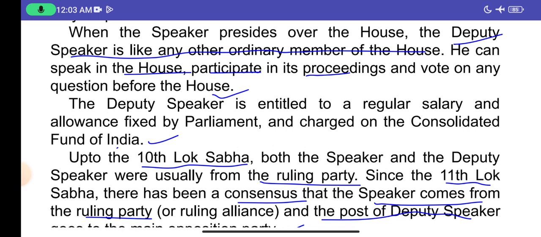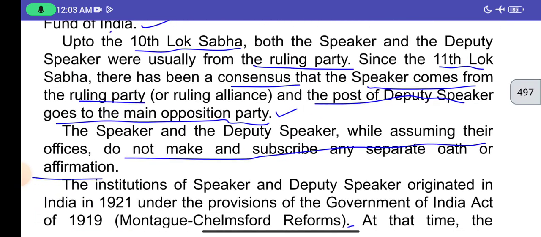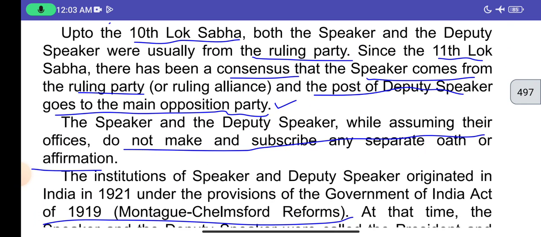He can speak in the House, participate in its proceedings and vote on any question before the House. The Deputy Speaker is entitled to a regular salary and allowance fixed by Parliament and charged on the Consolidated Fund of India. Up to the 10th Lok Sabha, both the Speaker and the Deputy Speaker are usually from the ruling party. Since the 11th Lok Sabha, there has been a consensus that the Speaker comes from the ruling party or ruling alliance and the post of Deputy Speaker goes to the main opposition party.